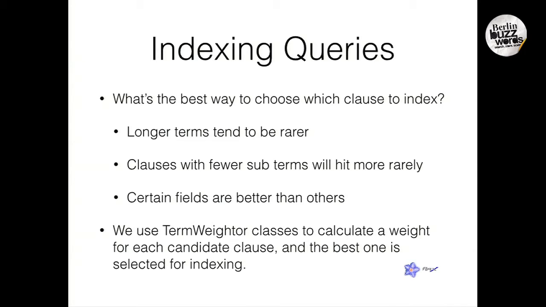So how do we do it? Well, longer terms tend to be rarer. A term like the or der is going to be hit in every single document. You don't really want to do that. But a longer term, like jabberwock, for example, is going to be fairly unusual. So that's a better term to index. That's going to hit any document that comes in with jabberwock, and it needs to hit that one, but anything else that has the in it is not going to match. So we can ignore that one.